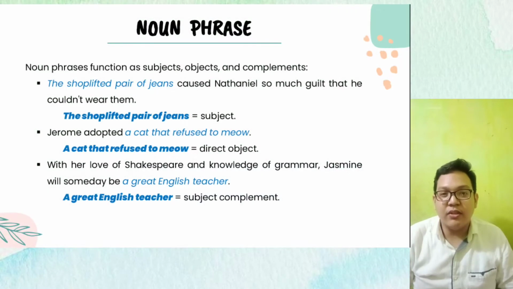A noun phrase can also be a subject, object, or complement. For example: Jerome adopted a cat that refused to make a sound. A cat that refused to make a sound is a direct object.